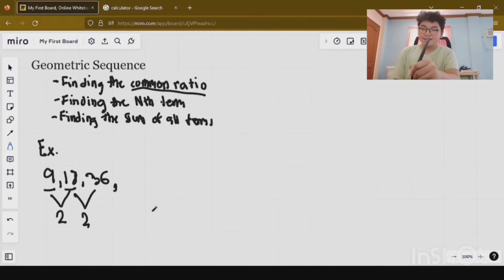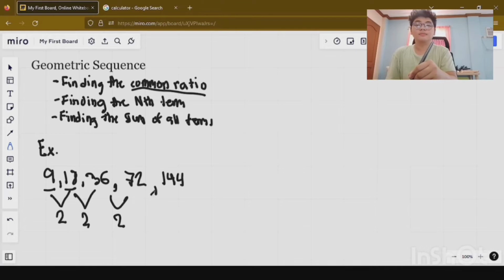To find the next term in the sequence, you multiply 36 by the common ratio, and that common ratio happens to be 2. So 36 times 2 is 72. And 72 times 2 is 144. It's quite simple.